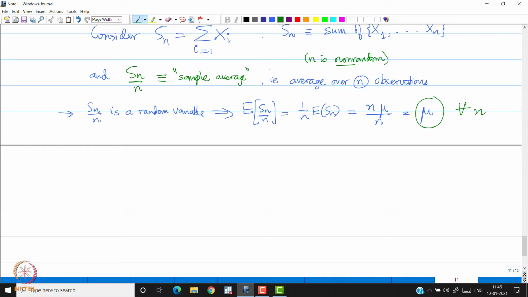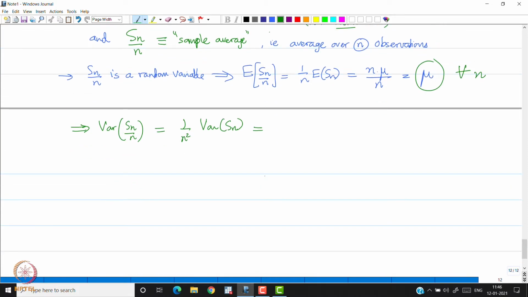Okay. But what about the variance of Sn by n? Turns out that the variance of Sn by n is 1 by n squared, very important, this n squared, of the variance of Sn. So the n squared is very, very important here. And the variance of Sn, the variance of a sum of independent random variables, as we have pointed out earlier, is the sum of the individual variances. So in this case the individual variances are all equal to each other, equal to sigma squared.